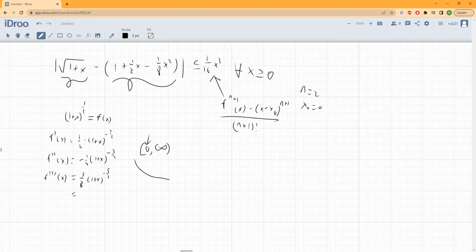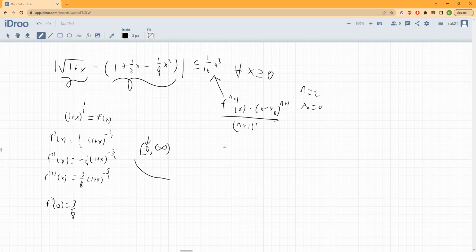So then what we do is we plug in 0, we get 1 to the power of -5/2, which is just 1. So then f triple prime at 0, which is our biggest value, is going to give us a value of 3/8. Perfect. So now we have that. Now we can go back and plug in all the information we need and have into here.